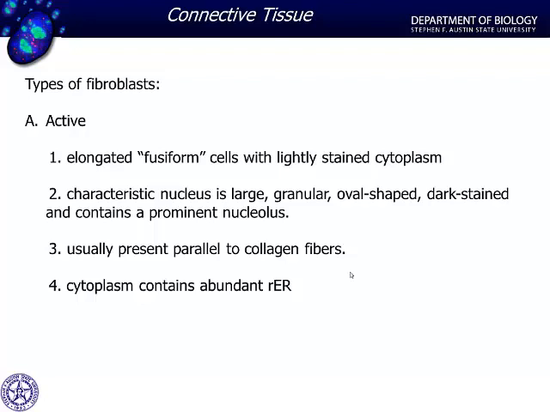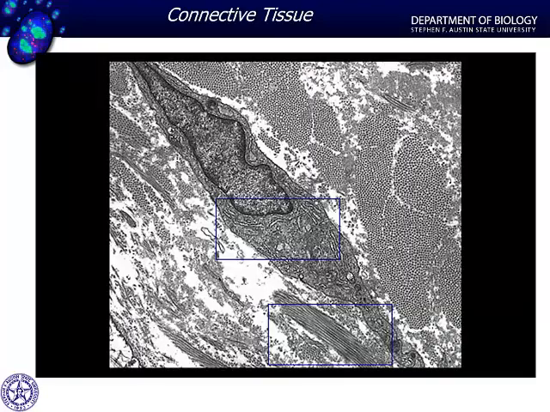These cells are going to have abundant rough endoplasmic reticulum, which is a characteristic feature of cells that are undergoing high levels of protein synthesis, especially secretory proteins that are glycosylated. So it's no surprise, as fibroblasts are depositing adhesive glycoproteins, collagen, elastic, they're going to have an abundance of rough endoplasmic reticulum in their cytoplasm.